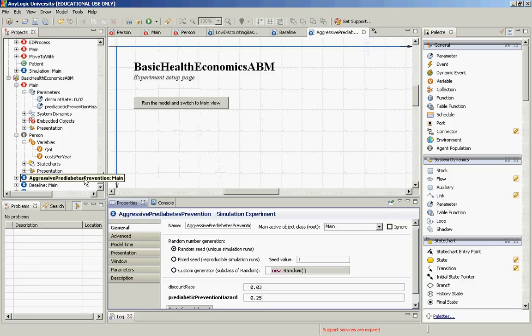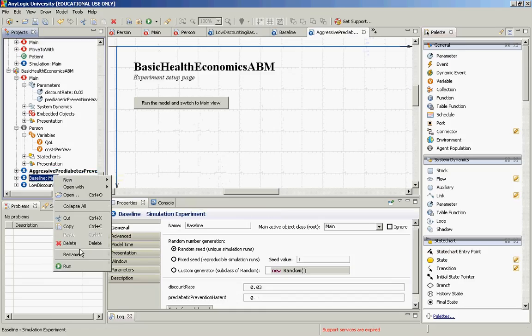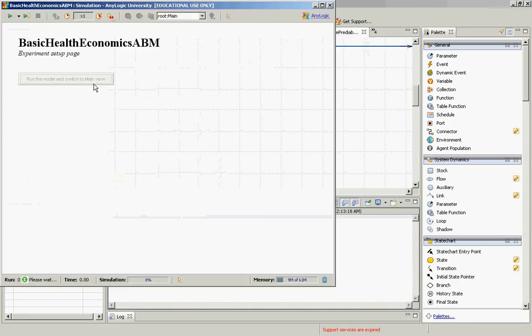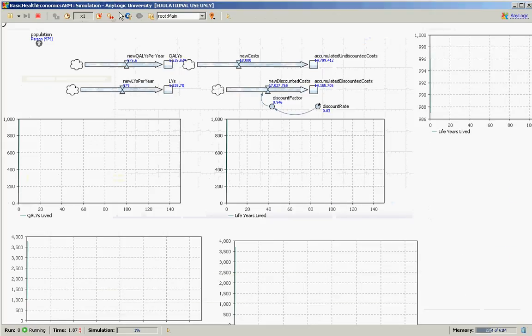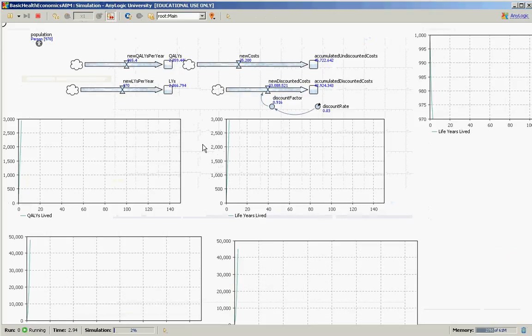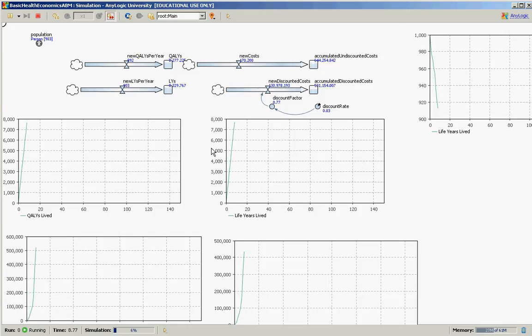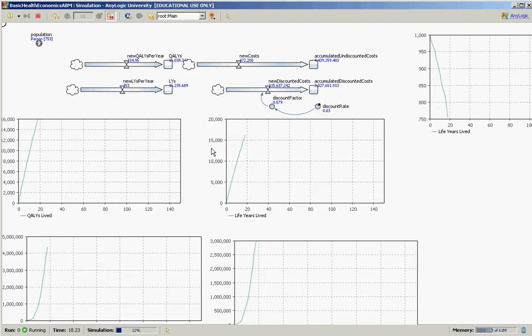So now we have a baseline, and the baseline we've seen before. That's just the one we've run before. We introduced the prediabetes prevention hazard, but its default value is 0. So for the baseline, it's 0. It's the same old that we had formerly. So I'm going to run this, and we'll see the differences. The same basic factors that we saw earlier.